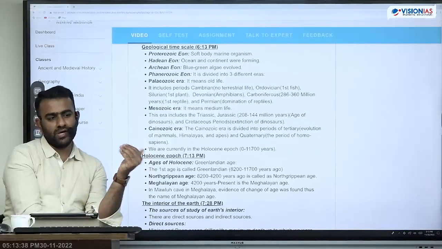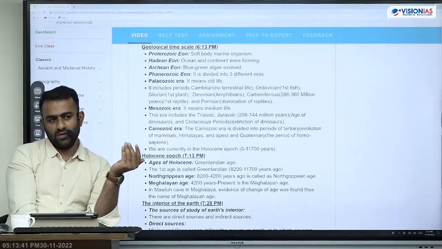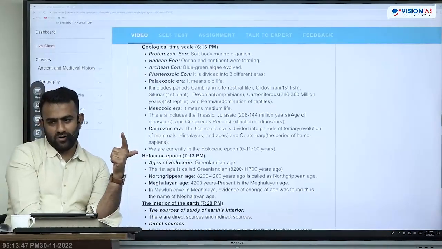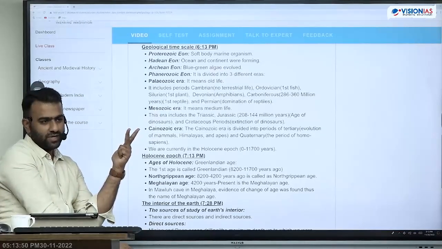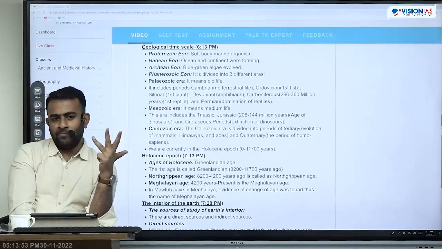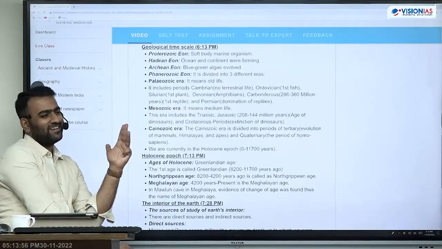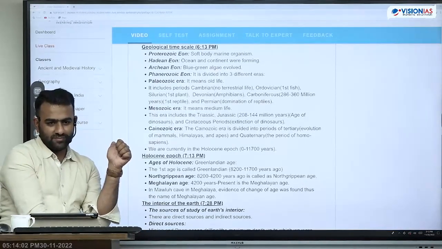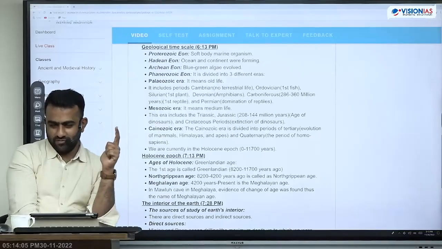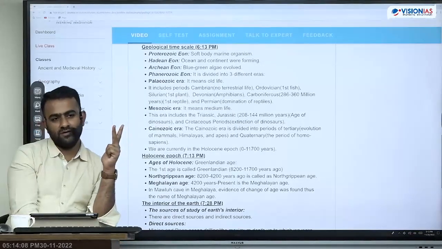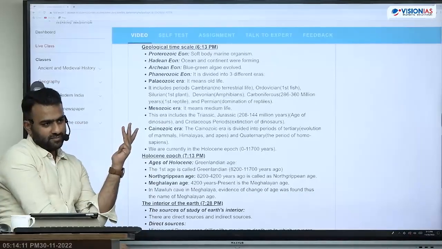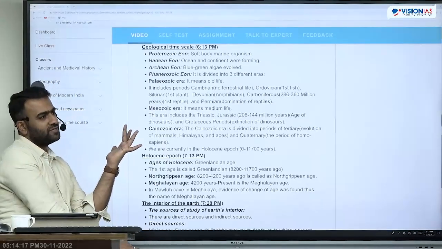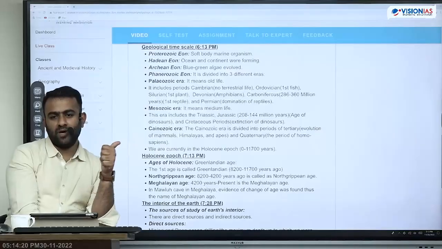which is divided into Paleozoic, Mesozoic, and Cenozoic. Paleozoic is divided into Cambrian, Ordovician, Silurian, Devonian, tell me without looking, Devonian, Carboniferous, Permian. Cambrian, marine invertebrates. Ordovician, first fish. Silurian, first plant. Devonian, amphibians. Carboniferous, first reptiles, as well as coal formation. Permian, domination of reptiles.